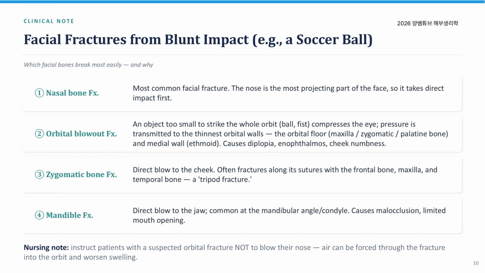And here's an important nursing point. If you suspect an orbital fracture, instruct the patient not to blow their nose. Why? Because blowing the nose can force air through the fracture site into the orbit, and that will actually worsen the swelling.